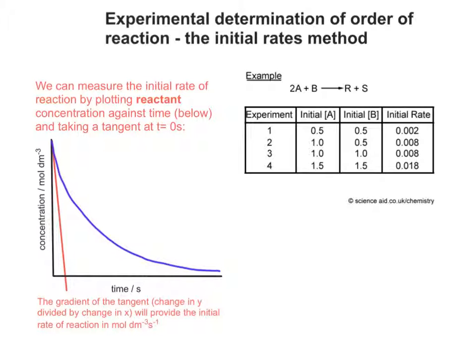So the gradient of our tangent, which is the change in y divided by the change in x, will provide the initial rate of reaction in moles per decimeter to the minus 3 second to the minus 1. So this can be changed in successive experiments by adjusting the initial concentrations of each reactant, as you can see.